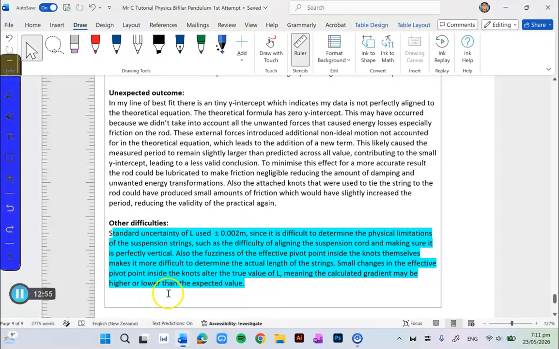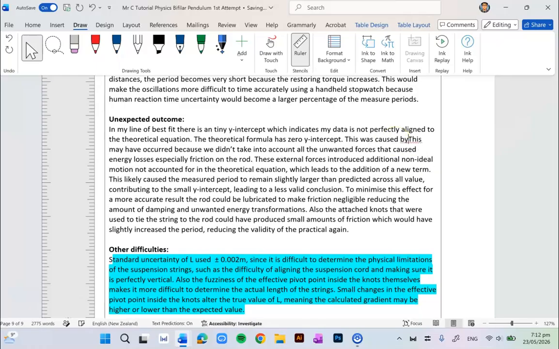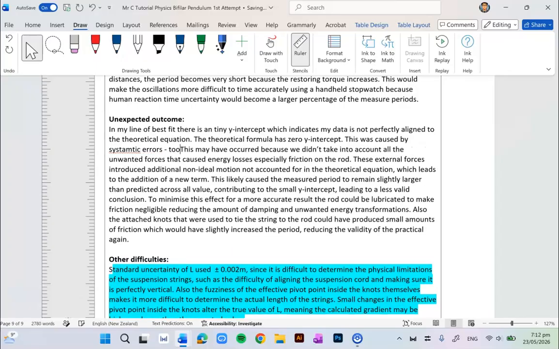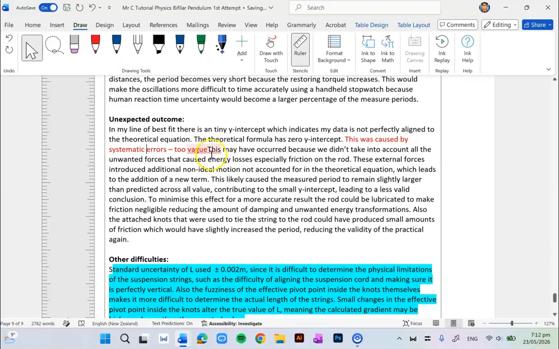It's usually just talking about the y-intercept. So I talked about how in my line of best fit, which is my graph, there's a tiny y-intercept, which does not align with the theoretical formula, because the theoretical formula has 0 y-intercept. And then you can't just say like, oh, this was caused by systematic errors, right? That's too vague for excellence. You actually need to explain why it's happening. So if you just write, oh, it's caused by errors or stopwatch errors, that's not enough, okay?